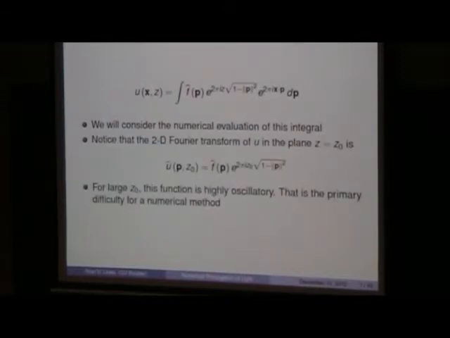So what I'm going to be concerned about is to numerically evaluate this integral. And the thing that makes this tricky can jump out at you right away. Notice that the two-dimensional Fourier transform of the field U in the plane z equals z naught is given by the product of the Fourier transform of our boundary data and this propagation kernel. So for large z, or even medium-sized z naught, this product becomes highly oscillatory. And dealing with the highly oscillatory nature of that kernel is the primary difficulty in these problems.